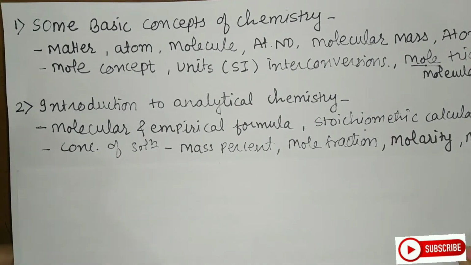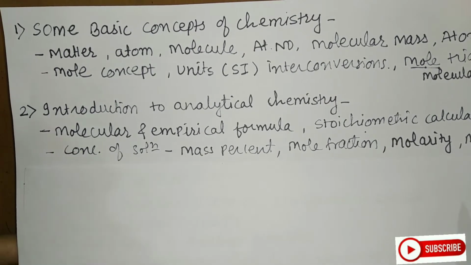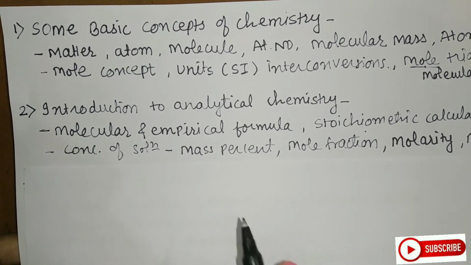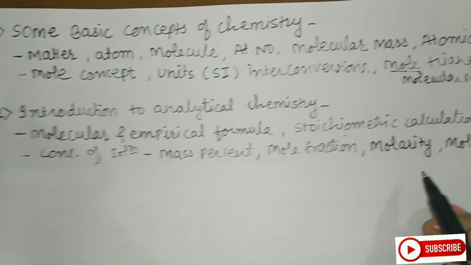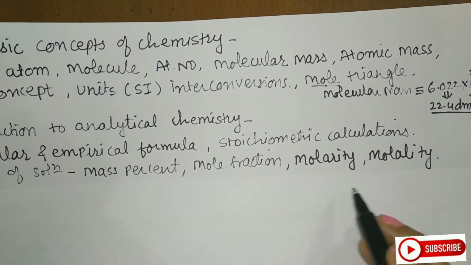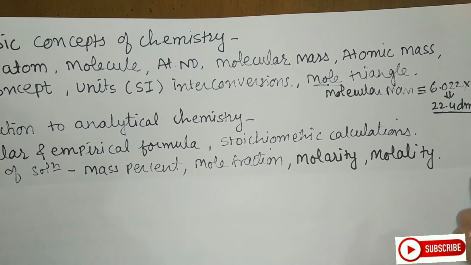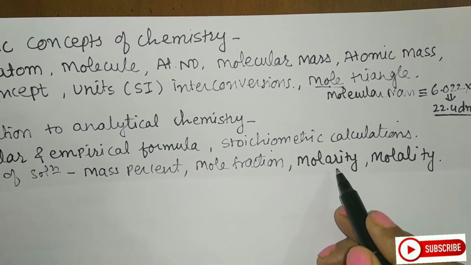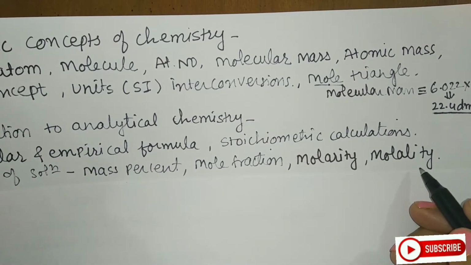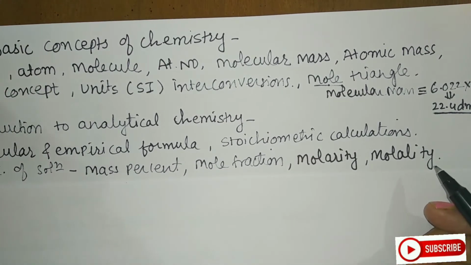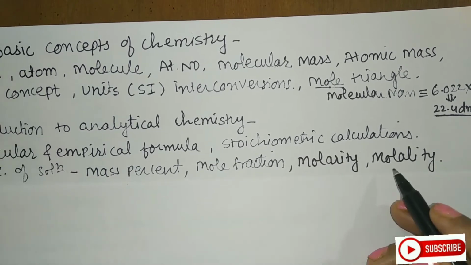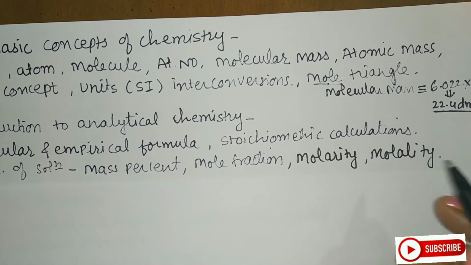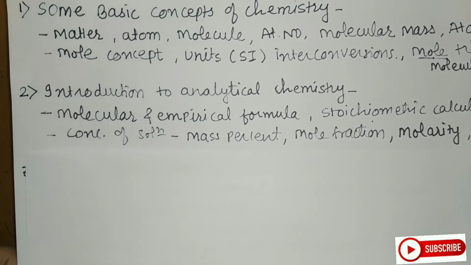Next, very important terms are the concentrations of the solution. You must have a basic idea about what is mass percent, that is W by W, W by V, V by V percent, mole fraction, molarity and molality. What are their units and what is the major difference between molarity and molality? Like, if I say this is related to volume of the solution while this is related to mass of the solvent. So during the calculations you must know the difference between the concentration terms. So this is all from the Introduction to Analytical Chemistry.